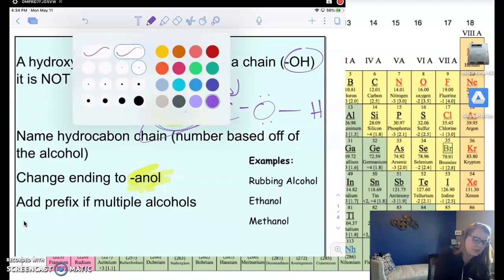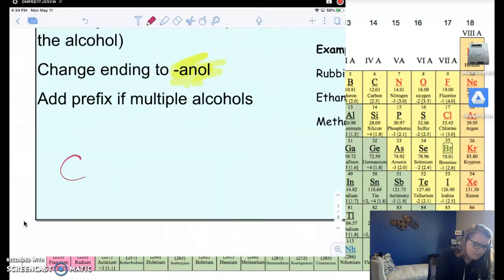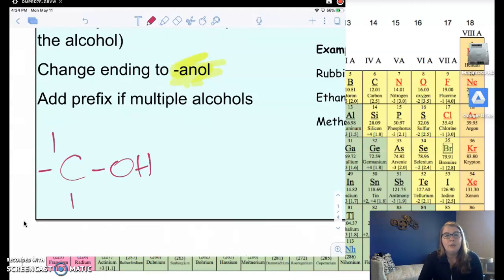So for example, let's try a couple. If I drew this, you would see one carbon, so you would say meth, because that's our carbon prefix for one carbon. And then you now see the OH, which is our alcohol functional group. And whenever we have an alcohol, we add anol. So you're going to say methanol. Done. That's it. Easy.